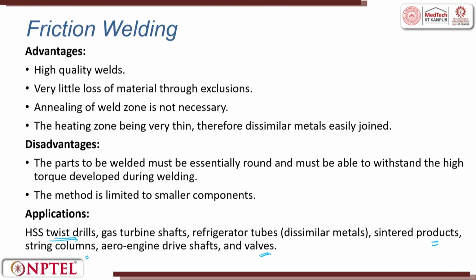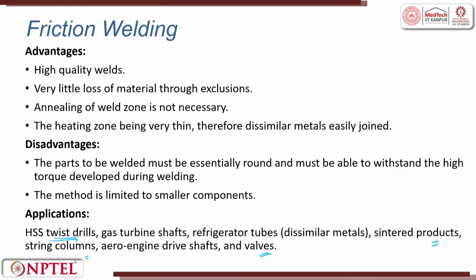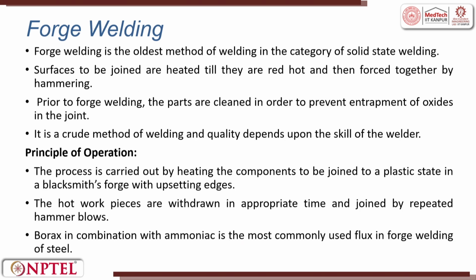If there is a twist drill, HSS material, or this is a tungsten high strength material, high wear resistance material, the shank where we hold in the sleeve is supposed to be a soft material. So, these two can be joined by friction welding process. Gas turbine shafts, yes, and then refrigerator tubes are also done by friction welding process.